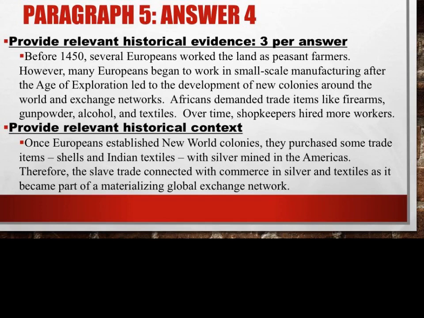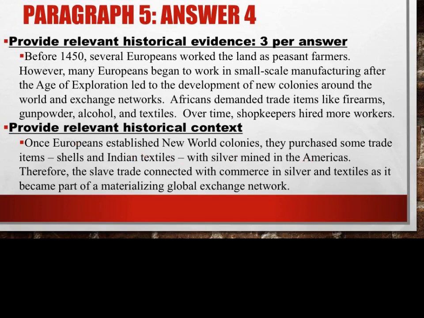This is a really good example of historical context, because now we're taking this answer, more people becoming involved in small-scale manufacturing, and explaining that Europeans have established New World colonies, and in those colonies they mined silver. They didn't manufacture all of the trade items, right? They had to purchase some of them, like the shells and Indian textiles, and they did it with the silver mined in the Americas.